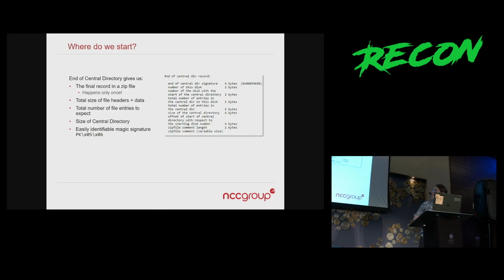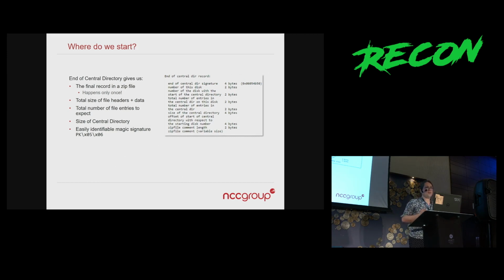So we start by finding the central directory. We find the end of central directory, and that looks like this. It's got a magic signature at the start of it, PK\x05\x06. It's the final record in the zip file, which means that only one of them occurs in any given zip file, which means we now have a way of counting the number of zip files that we're looking for in the dump, which turns out to be really important.